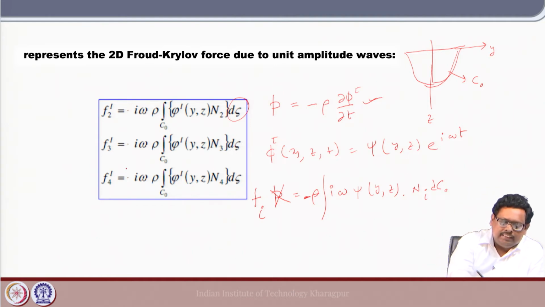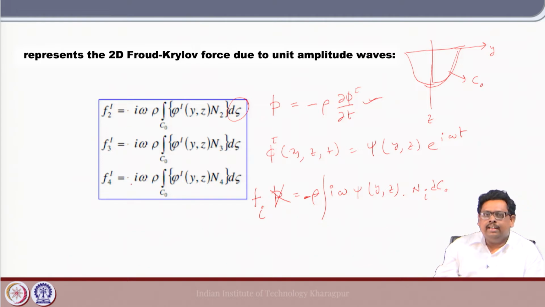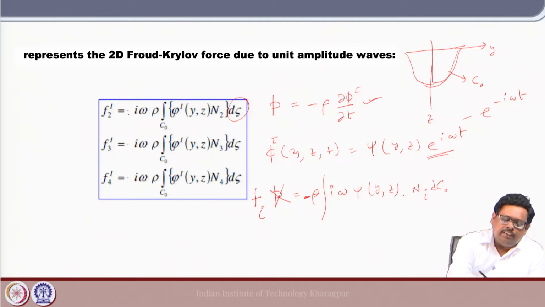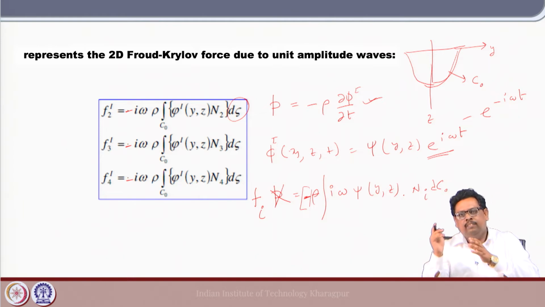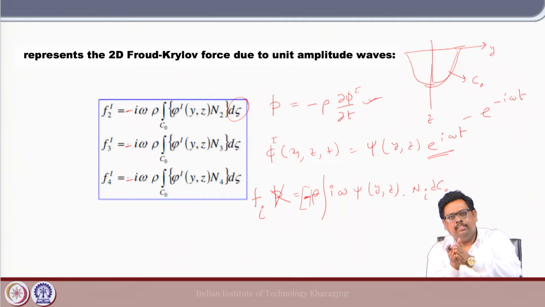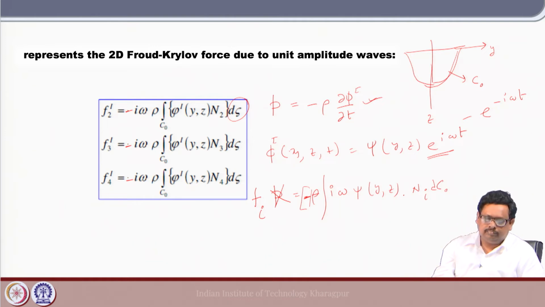Now, here you can see I just left this part, I did not write the minus over here. Why? Because sometimes instead of e to the power i omega t, many people take e to the power minus i omega t. If you take e to the power minus i omega t, then this becomes plus, because the minus will be cancelled out. So, based on the situation it should be minus or it should be plus. If you take e to the power i omega t, definitely you have a minus over there, and if you take e to the power minus i omega t, definitely you have the plus over there.